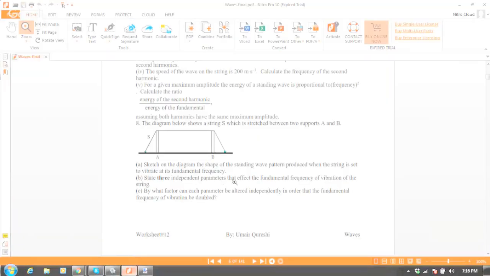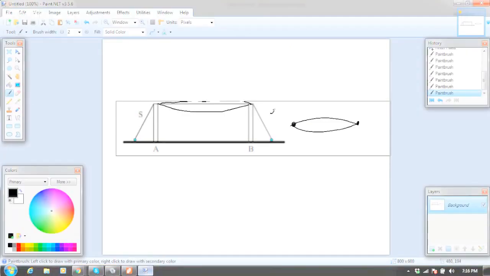And state three independent parameters that affect the fundamental frequency. Remember that the fundamental frequency is affected by the position of plucking. It is also affected by the tension. Tension in the string. And the third factor is the mass per unit length. If you want to find frequency, you have to use this tension. You have to use mass per unit length.